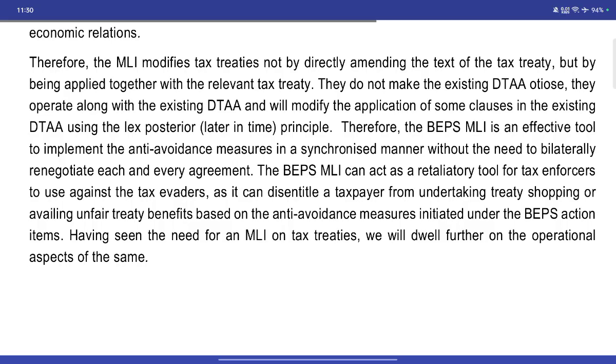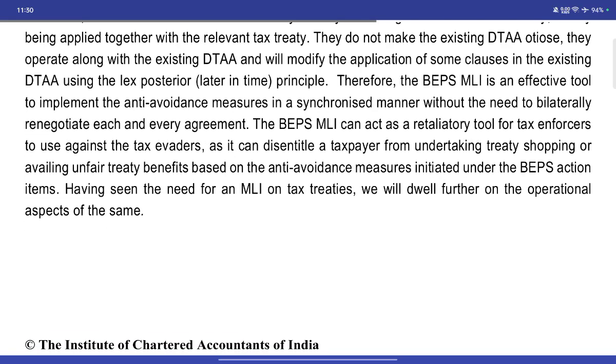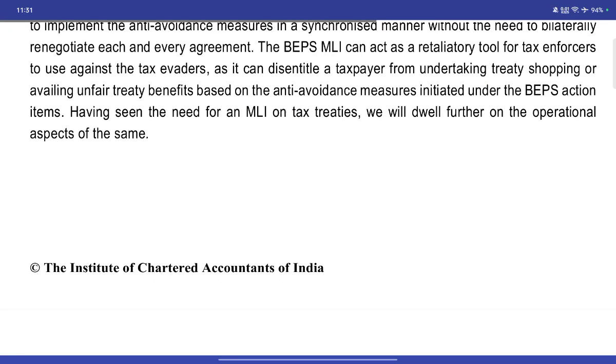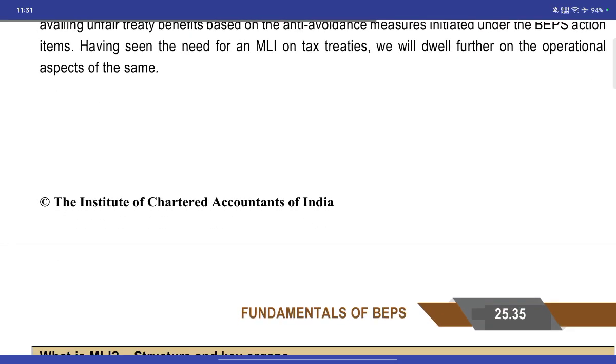However, the BEPS MLI is an effective tool to implement anti-avoidance measures in a synchronized manner, without the need to bilaterally renegotiate each and every agreement. The BEPS MLI can act as a deterrent tool for tax enforcers to use against tax evaders. It dissuades taxpayers from undertaking treaty shopping or availing unfair tax benefits, based on the anti-avoidance measures initiated under the BEPS action plan. However, it seems the MLI and tax treaties are to be read together in operation.